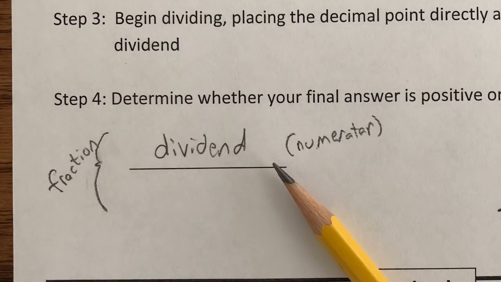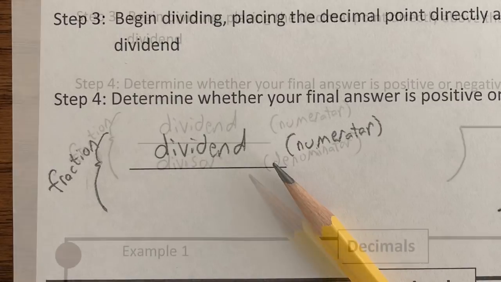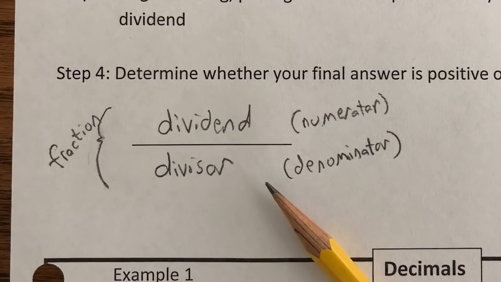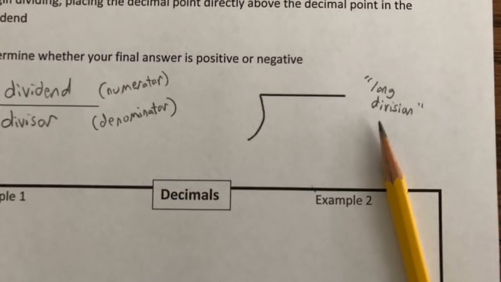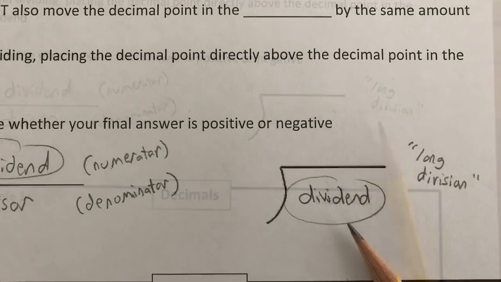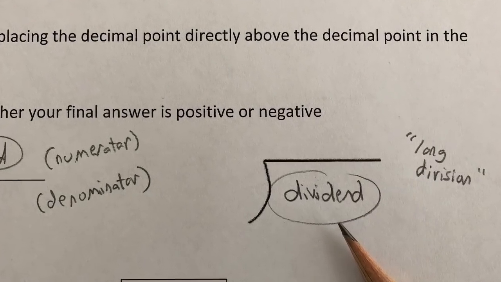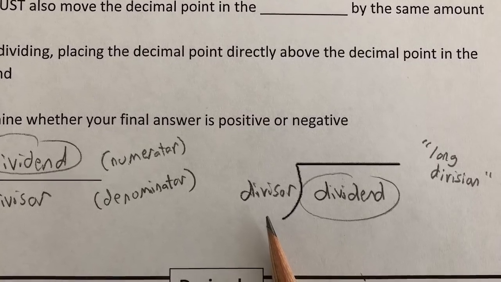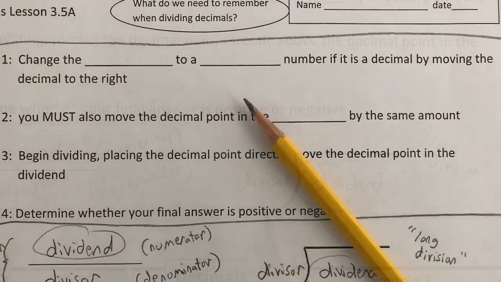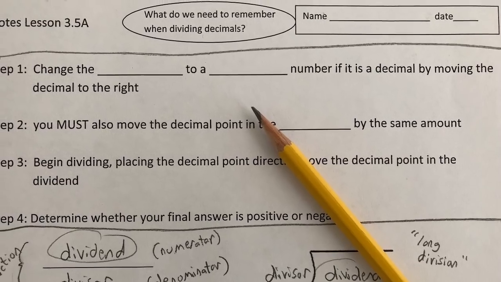A fraction has a numerator, which is also known as the dividend, and the denominator is known as the divisor. When converted to long division, you place the dividend from the numerator into the box there, and the divisor goes on the outside. Now for the 4 steps you want to follow.